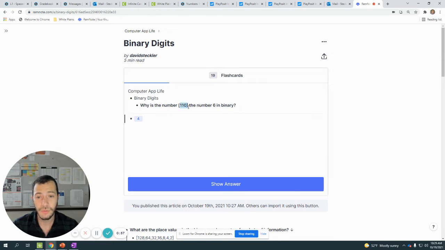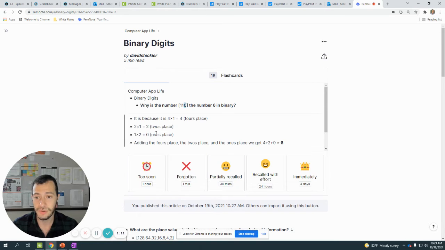Why is the number 110 the number 6 in binary? Well, we have 4 for the 4's place, 1 for the 2's place, and 0 for the 1's place. So 4 plus 2 plus 0 is equal to 6. So we have 4 times 1, 2 times 1, and 1 times 0. Adding them up, 4 plus 2 plus 0 is equal to 6.